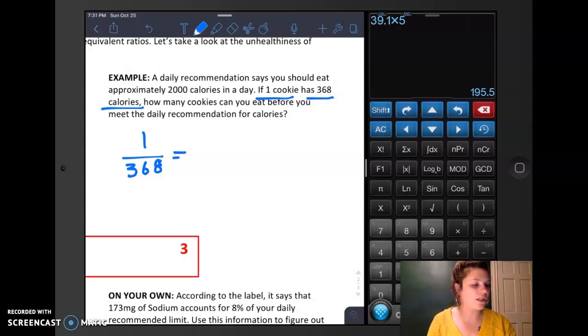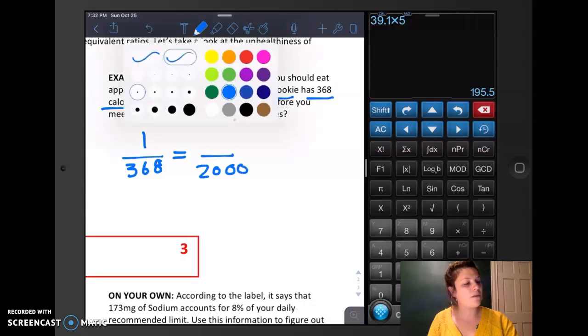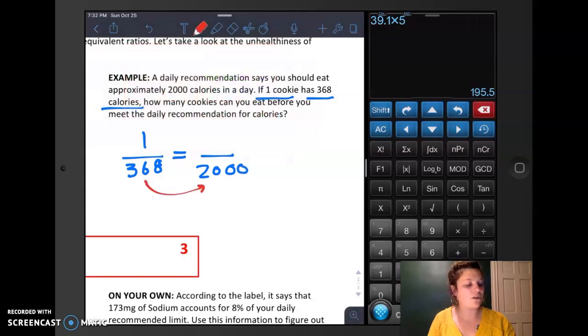So if all you were going to eat all day was cookies, how many cookies could you eat if you wanted to stay under 2,000 calories? So in this one, we know that the denominator is 2,000, but we don't know what we need to multiply by to get to 2,000. So our question is, what is this number here?